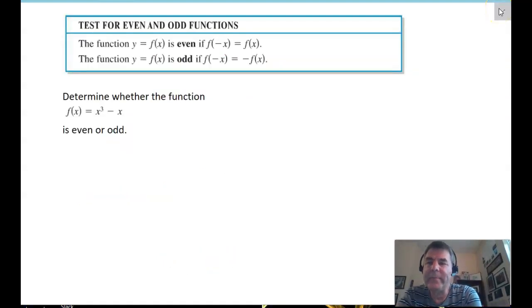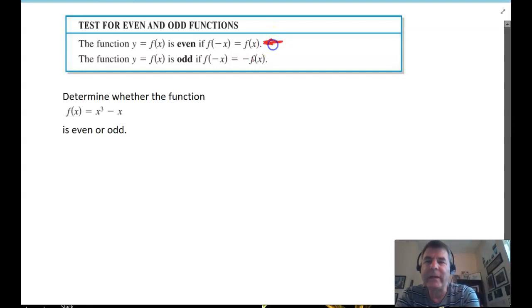Okay, and then finally, to wrap things up, we're going to talk about even and odd functions. The function y equals f of x is even if I change the sign of x and I get the same thing I started with. Nothing changes in my equation. It's odd if I change the sign of x and the entire function changes sign. Now, you may recall from a previous screencast that if we change the sign of x and then simplify, nothing changes, then we have what's called y-axis symmetry. Okay, so even functions have y-axis symmetry. Odd functions have origin symmetry.